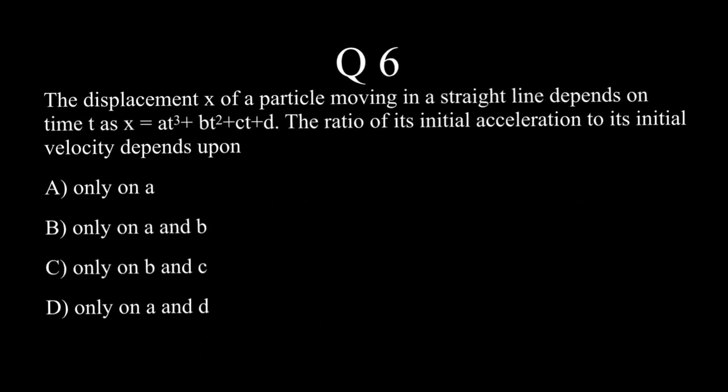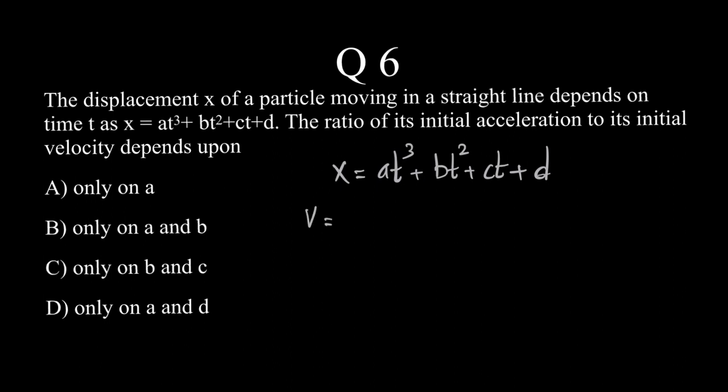The displacement of a particle moving in a straight line depends upon time t as x is equal to at cube plus bt square plus ct plus d. The ratio of its initial acceleration to its initial velocity depends upon... Okay, so again, a very simple question regarding differentiation. So we have x is equal to at cube plus bt square plus ct plus d.